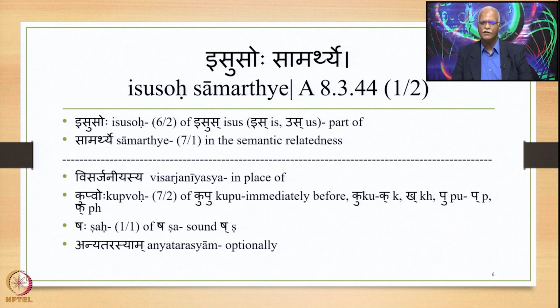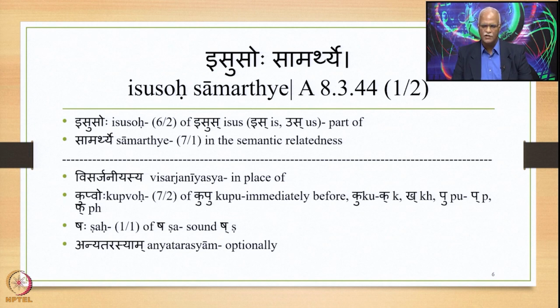The other words continued in the sutra are visarjaniyasya, kupoho, shaha and anyatarasyam. Visarjaniyasya is 6/1 of visarjaniya, which means in place of a visarjaniya. This indicates the substituent which is a visarjaniya. Kupoho is 7/2 of kupu. Shaha is 1/1 of sh, that is sound sh, and this is our substitute. Anyatarasyam means optionally. So, in place of a visarjaniya or a visarga, substitute sh. This is the meaning of this particular sutra.